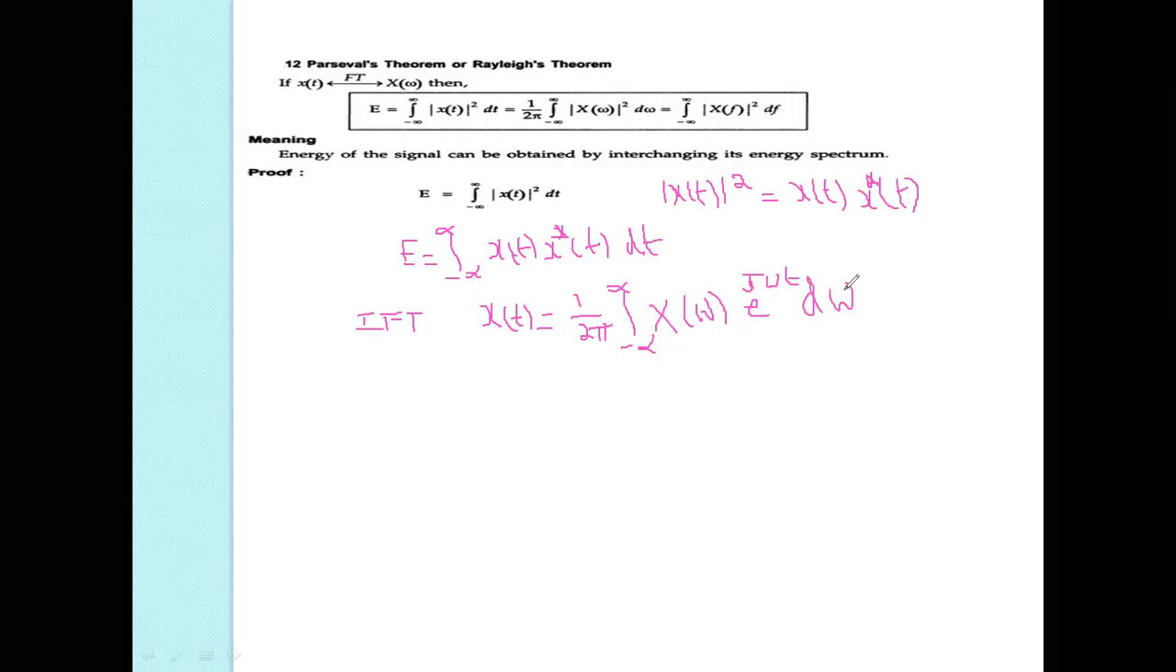J omega t d omega. Listen carefully, my dear students. Now I am taking the conjugate on both sides. It becomes x star of t is equal to 1 by 2 pi integral minus infinity to infinity. I am taking the star here. For this function also, x star of omega, the conjugate of the frequency domain function, and the plus exponential value becomes minus j omega t dt.